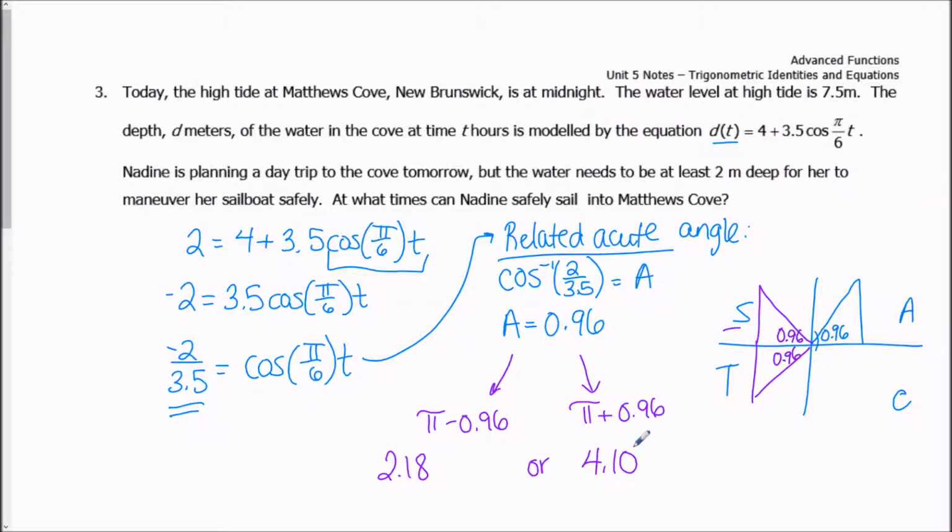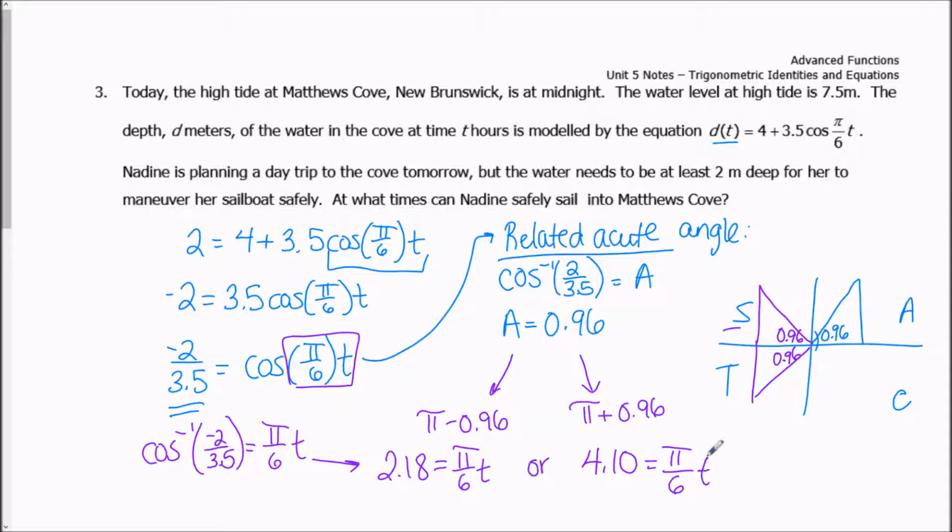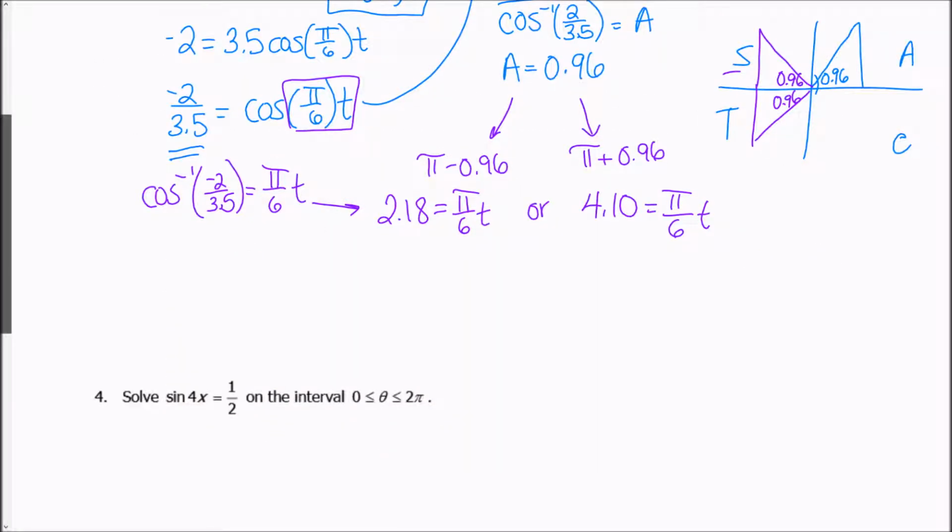Okay, so we know that that's equal to pi over 6t. Because right here, to solve for this equation, we take the inverse cosine of negative 2 over 3.5, and that's going to equal this pi over 6t. So that's how we get these two answers right here. Okay? So now that I've done that, I'm going to isolate the t.